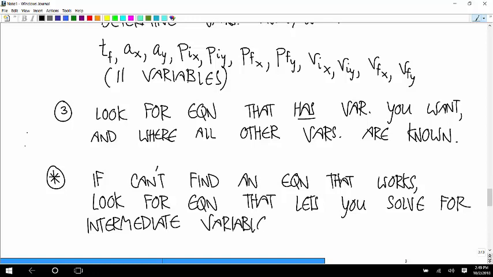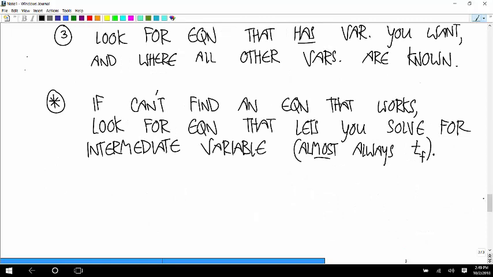And this intermediate variable is almost always going to be time final. And then once you're done with that, once you've solved for time final, go back to step 2 and look for an equation that, now that you know a new variable, include that in the stuff you know, and look for another equation.